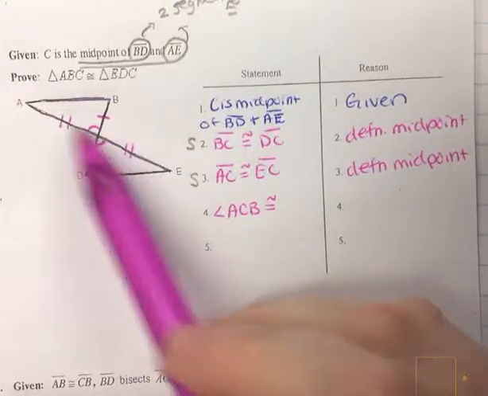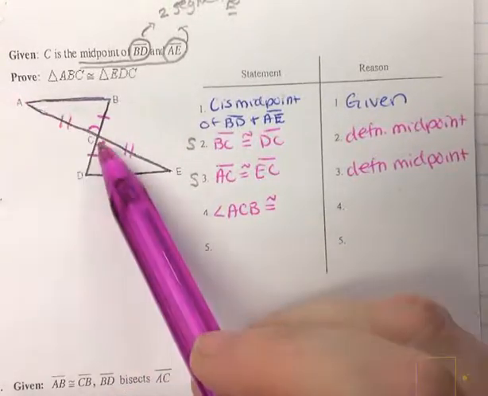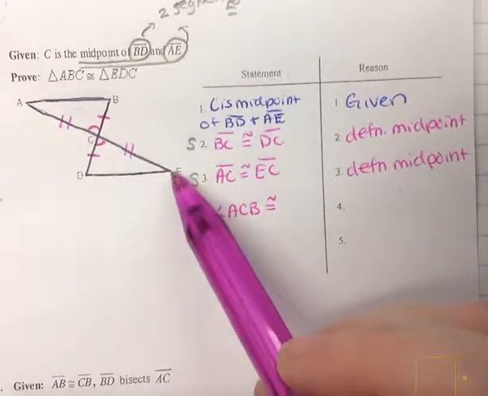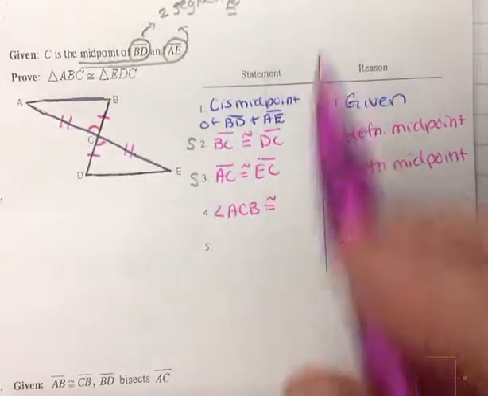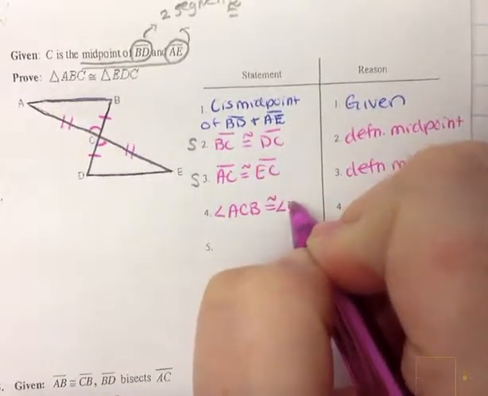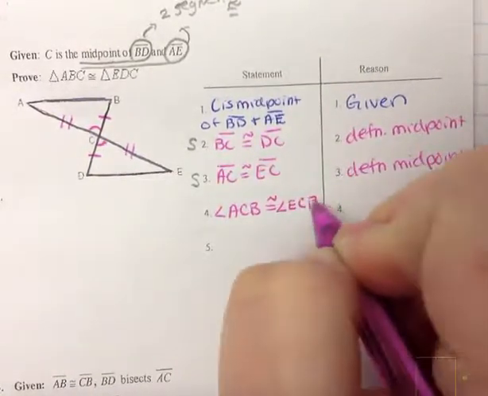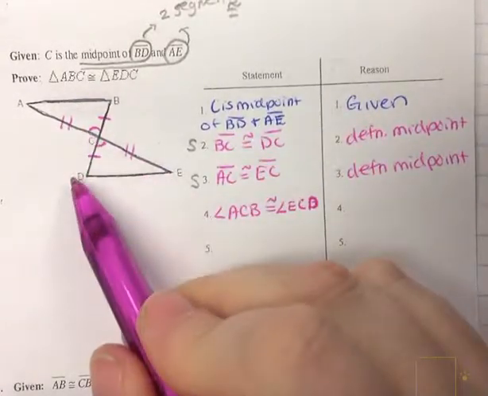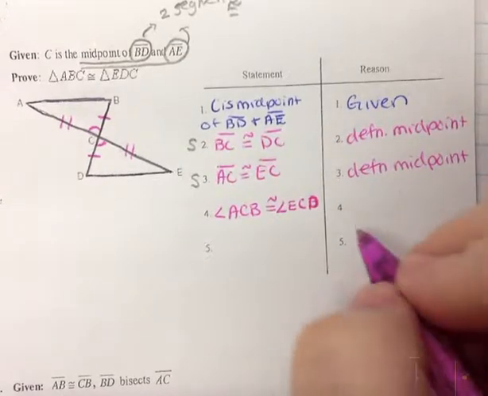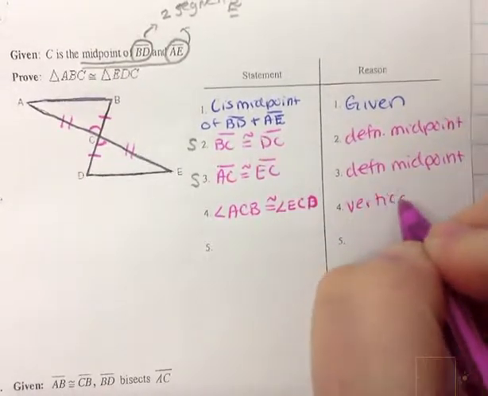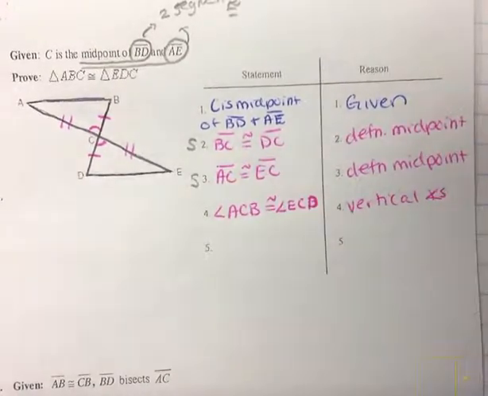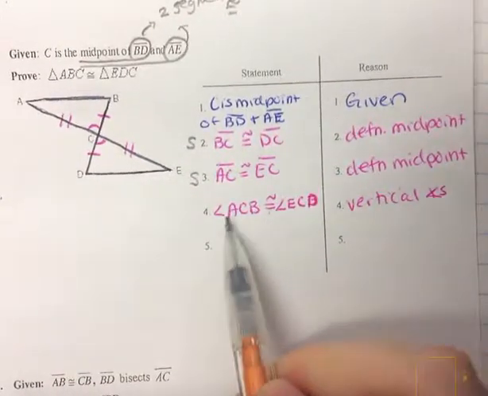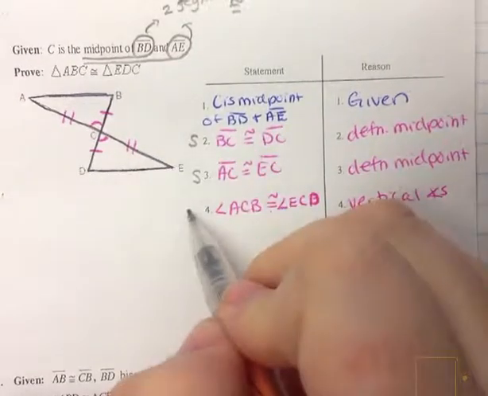A to C went over the 2 tick marks, so we need to do the same thing on our other one. It needs to go over the 2 tick marks. So I have to start with E. Angle ECD. Angle ACB and angle ECD are congruent because of vertical angles. Now that I have a congruent symbol, and that's an angle, I have congruent angles, so I have an A.